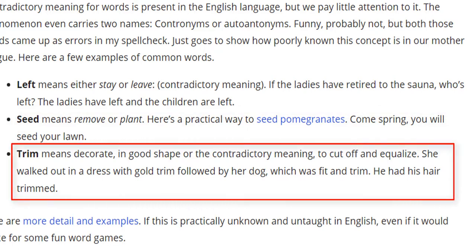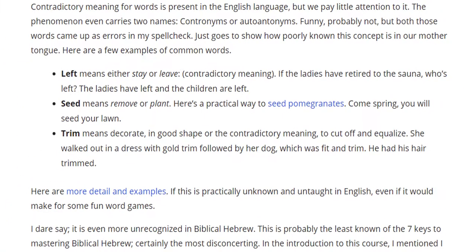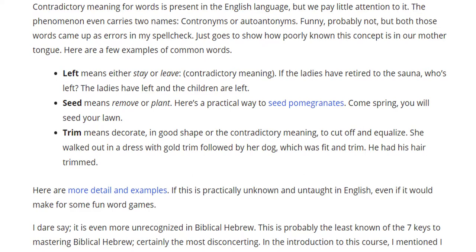Trim means decorate, in good shape, or the contradictory meaning, to cut off and equalize. She walked out in a dress with gold trim, followed by her dog, which was fit and trim. He had his hair trimmed. Here's a link with more detail and examples.